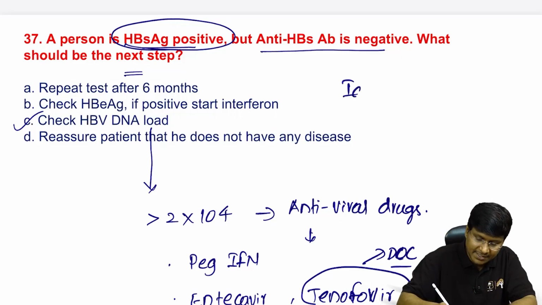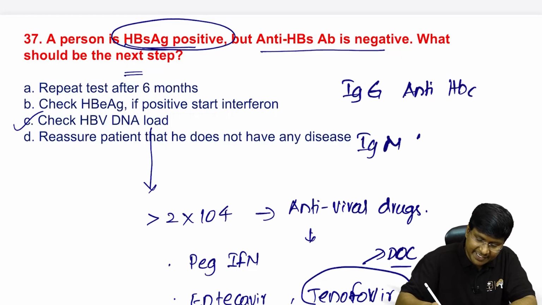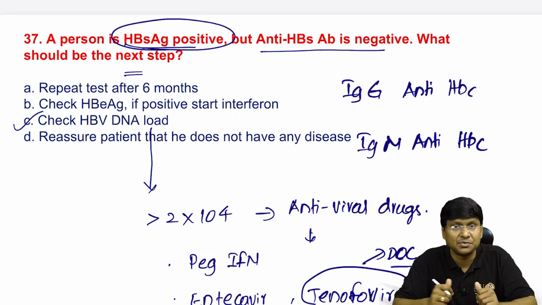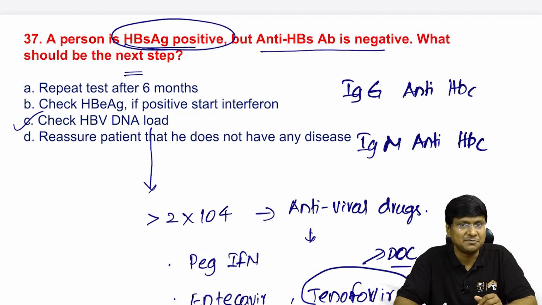Is it IgG anti-HBC or is it IgM anti-HBC? That is what we need to check once the surface antigen is positive, because this will tell whether the patient is having acute or chronic infection. Because that is not there in your option, I have just marked it as HBV DNA levels.